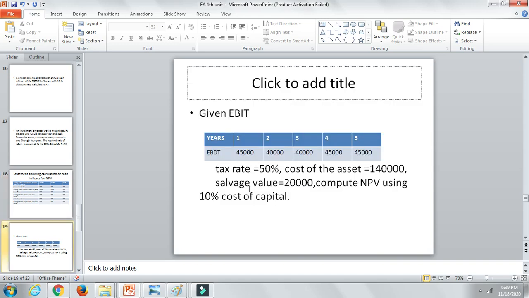So let's do a problem on this. EBDIT is given for 5 years. This is the question: the tax rate is 50%, the cost of the asset is 1,40,000, the salvage value is 20,000. Compute NPV using 10% cost of capital. So you are going to take that.